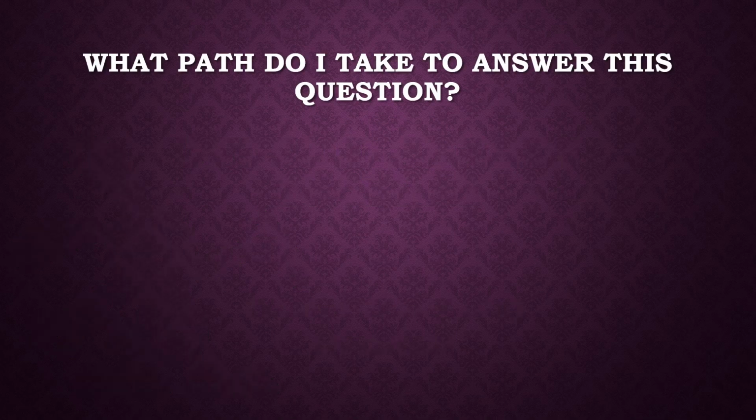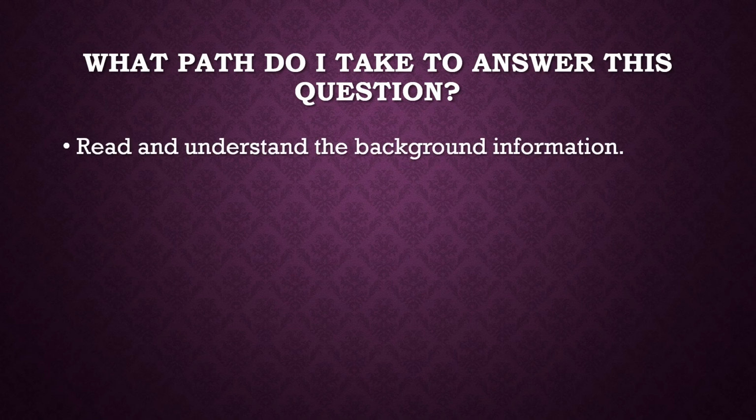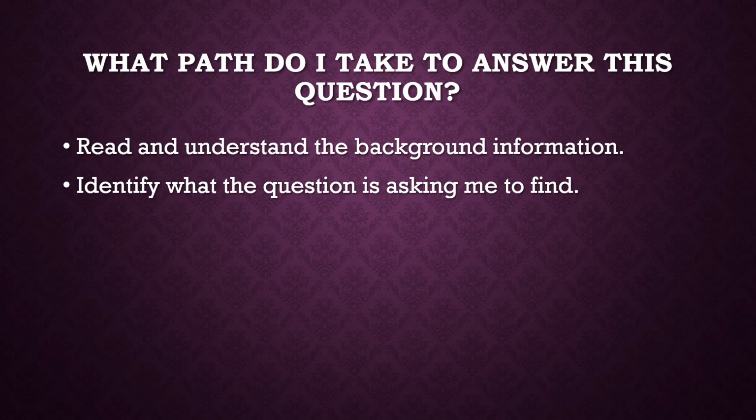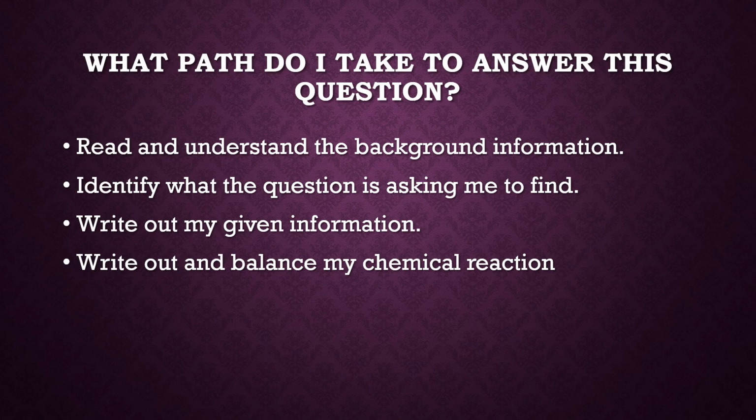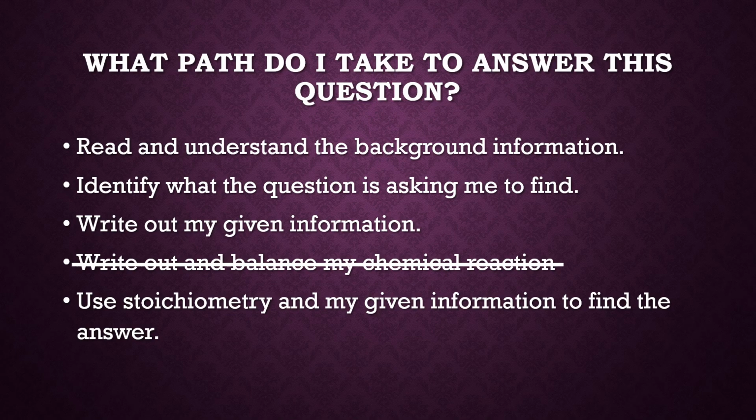All right, so in order to answer this question, we're going to take our same steps. First one is read and understand the background information. Next up, we're going to identify the question. Then write out our given information. Write out and balance our chemical reaction. Now, they give us a chemical reaction here. It's actually a mechanism, so it's 3 different chemical reactions that are carried out in the process. But those are already balanced, which is kind of too bad, but that is what it is. So we don't actually have to do that. And last step is going to be to use our stoichiometry.